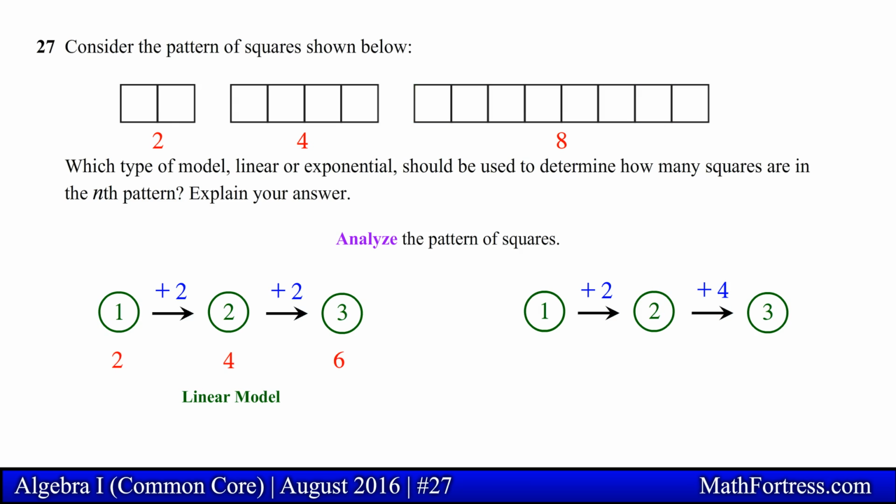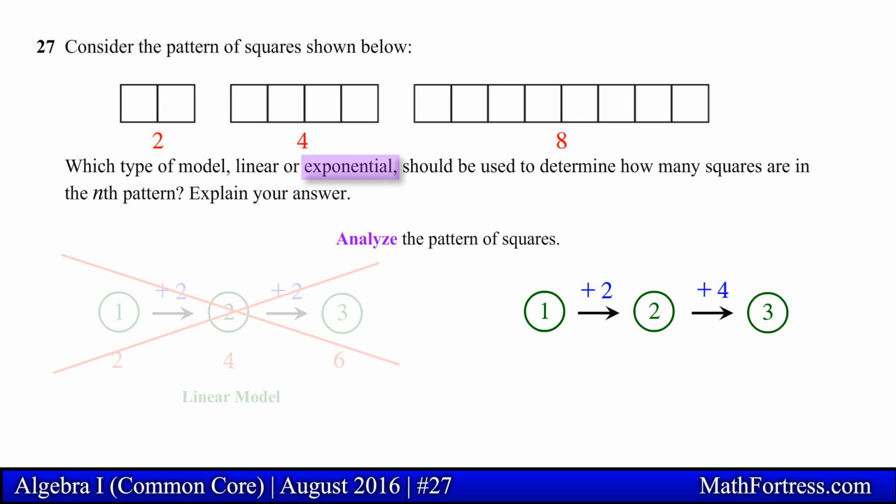Since the pattern does not increase at a constant rate, we cannot use a linear model to determine the nth pattern. With that said, we can conclude that the pattern follows an exponential model, particularly 2 raised to the power of n, where n is a positive integer greater than 0.